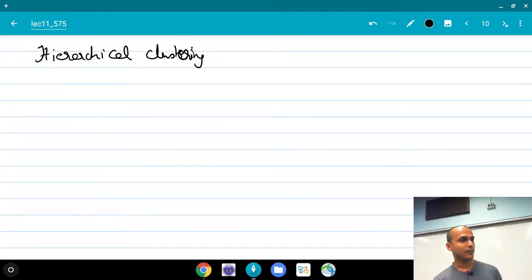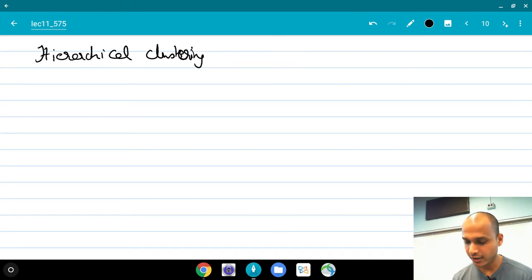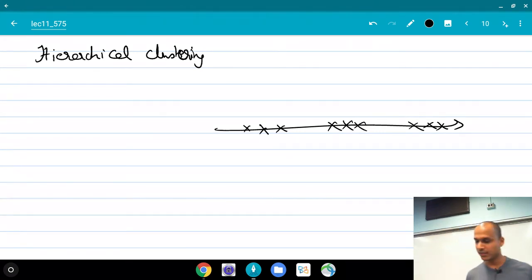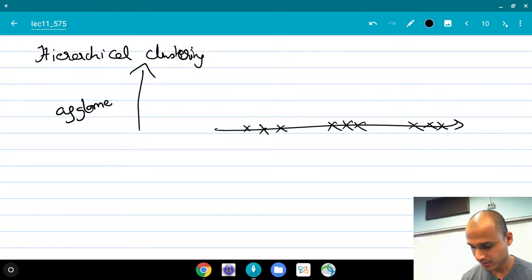Okay, and the way you do it is, I'm going to do it with a one-dimensional example. So let's say these are the points. Clearly, you can just eyeball them as 3 clusters. So the way I'm going to do the clustering is going to be called agglomerative.